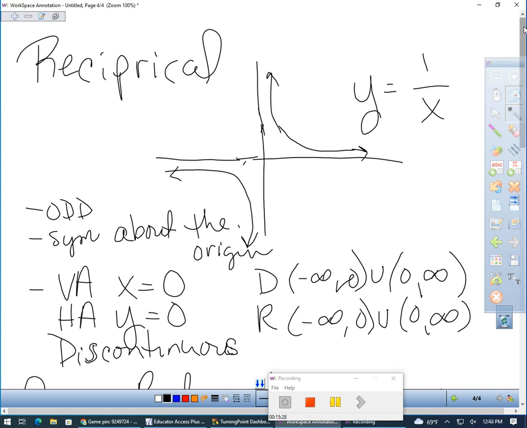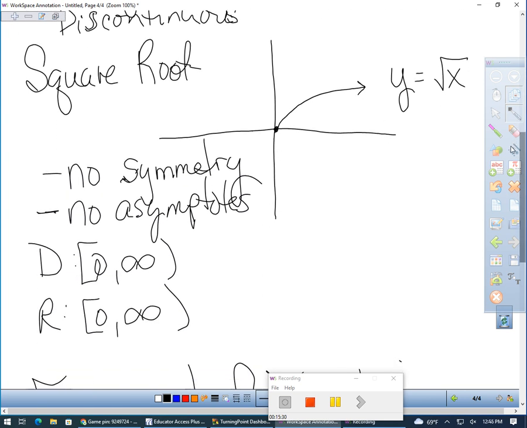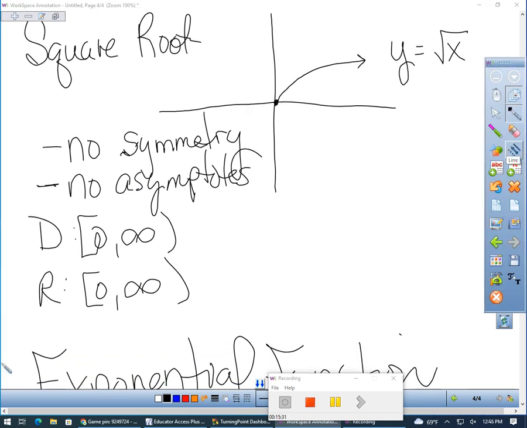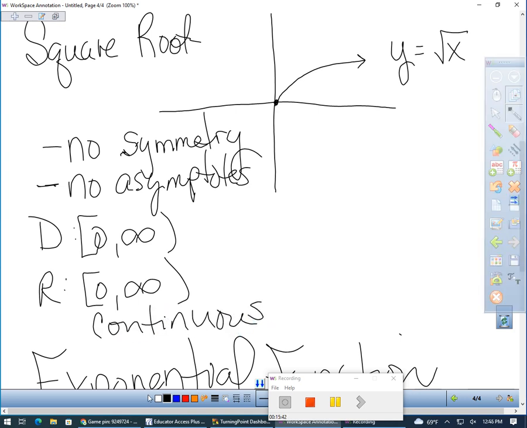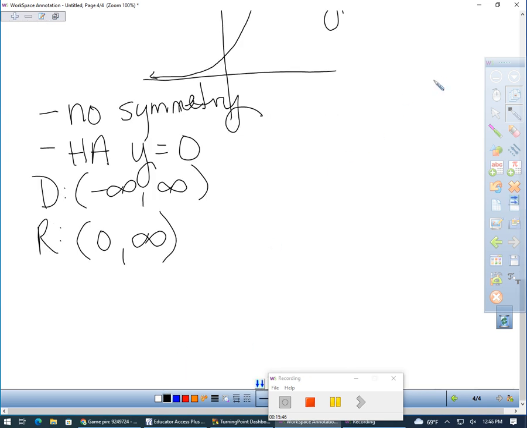All right. Next one we have is the square root. What do you think that one is? Is that continuous or discontinuous? Continuous. I start here and I draw, right? So this is continuous. And last one, exponential, that we have so far. The exponential graph, is that one continuous or discontinuous? It is also continuous.